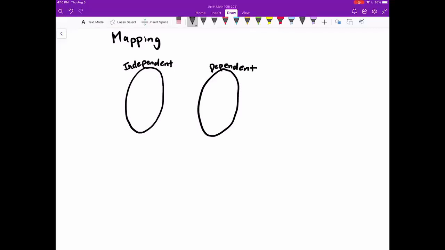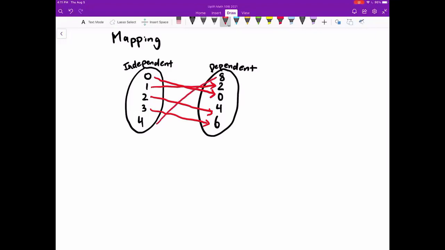So here we can have independent, it's like 0, 1, 2, 3, 4, again with the apples example. And then on the right side, we have the dependent. So it's like $0, $2, $4, $6, $8. It doesn't have to be in order. And then what we do now with mapping is that we draw an arrow or line between the independent variables and the dependent variable that it matches. So when we have 1 apple, we have $2, so we draw it to 2. When we have 2 apples, it's $4, so we draw it to 4. And 4 apples to $8. So this will be mapping.